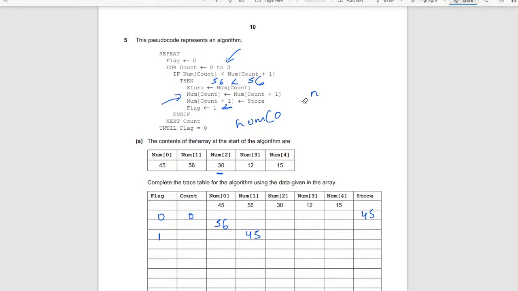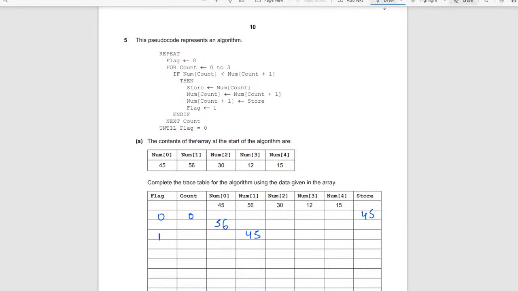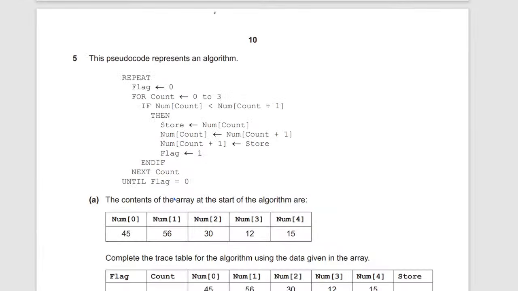Let's do this again. This is a bit more challenging one, but you really need to understand about the num and then about that. So let's see. The first question, if we zoom in, let's understand this better. First of all, it's saying the contents of the array is 45, 56, 30, 12 and 50. We start off with the first cycle. Let's start this again. First of all, it's saying flag is 0. So we have to first repeat this until the flag is 0.